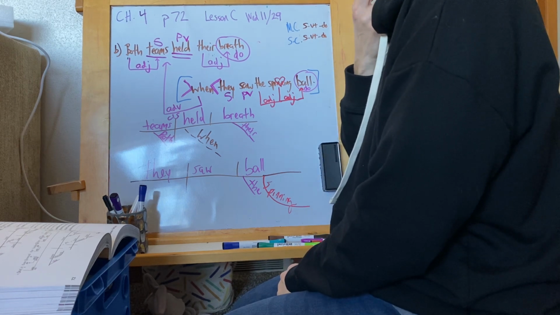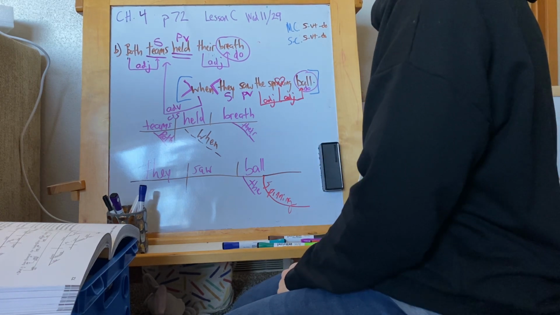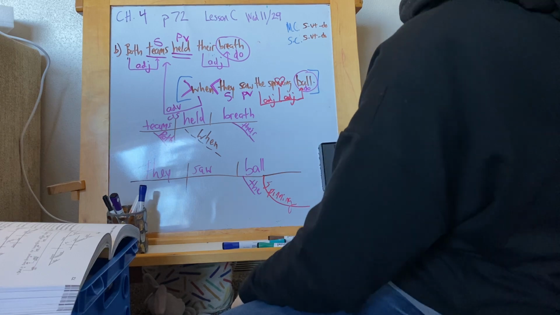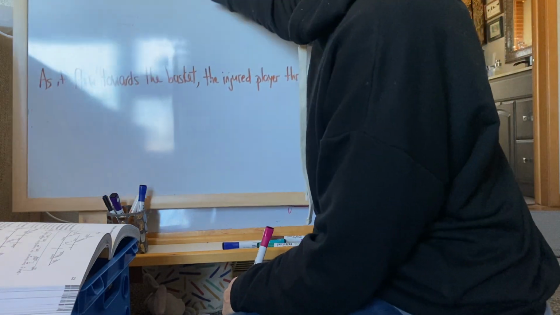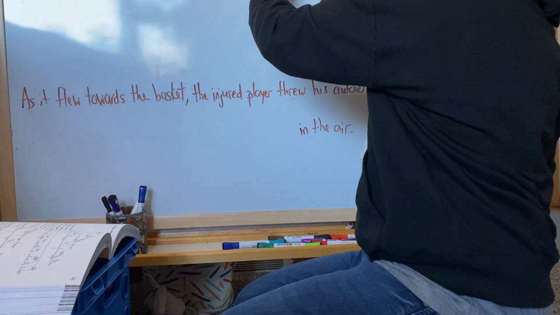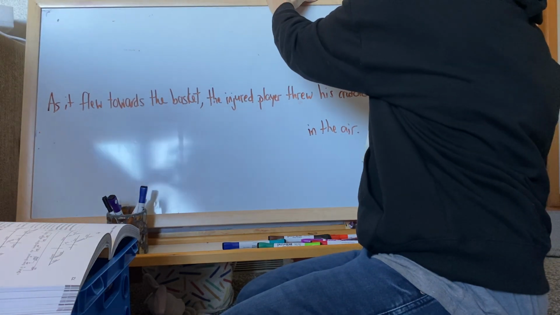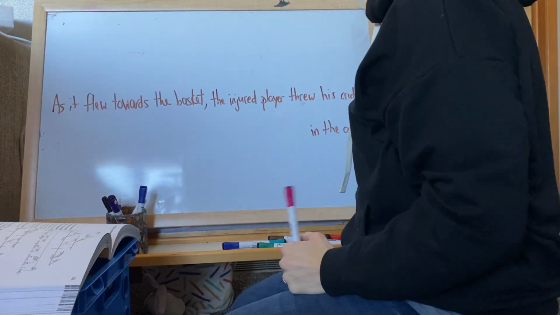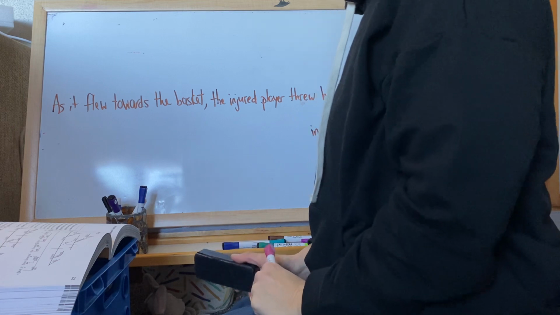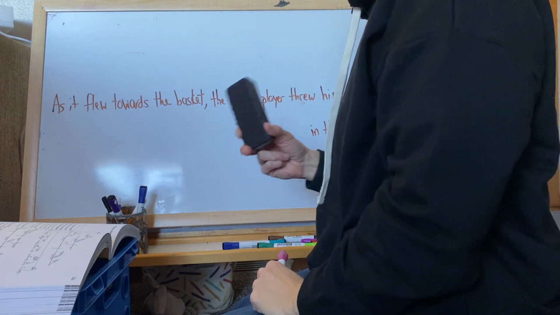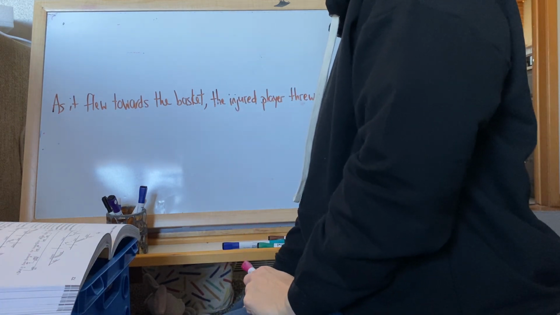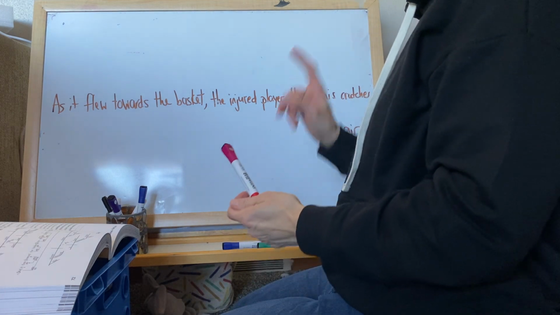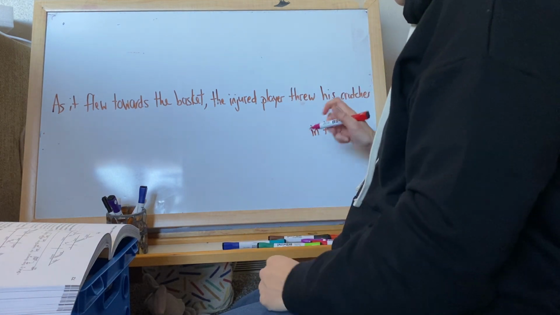What's the last sentence? I have to write it down. The last sentence. It's the final one. Magical. As it flew, this is sentence C. As it flew toward the basket, the injured player threw his crutches in the air. Well, right away, prepositional phrase, in the air.